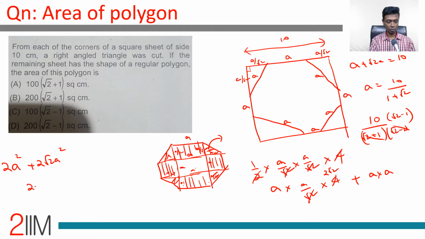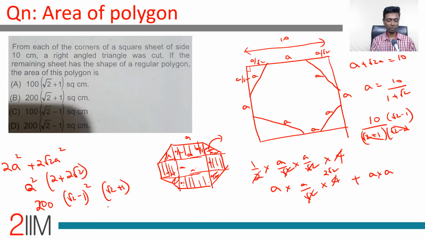So a square into 2 plus 2 root 2, where a is 10 into root 2 minus 1. So it's 100 into root 2 minus 1 whole square, or 200 into root 2 minus 1 whole square into root 2 plus 1. Root 2 plus 1 into root 2 minus 1 is 1. So 200 into root 2 minus 1 square centimeters, which should be this.